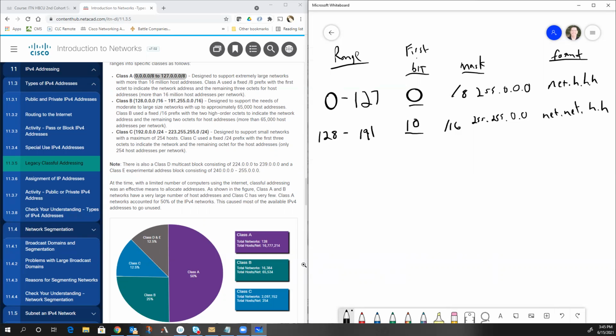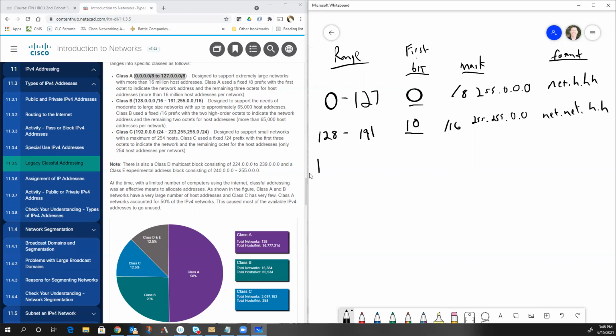So if you ever wonder why it's not 65,534 networks and 65,534 hosts, it's because you have to reserve those first 2 bits to be a 10 for it to be a class B. And that goes back to that formula you gave earlier, right? Exactly. For the host portion, that's why you got 65,534, because 2 to the 16th is actually 65,536 minus 2.